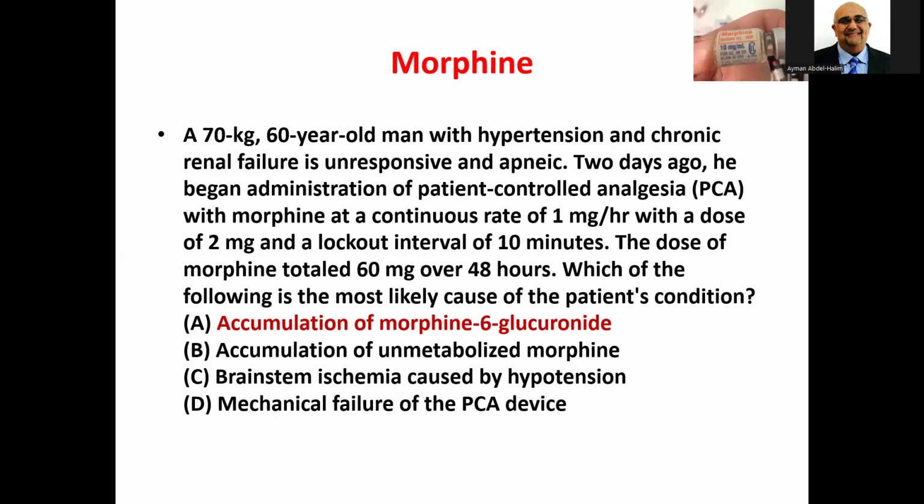So again, it's the accumulation of M6G, because it's the analgesic and the sedative metabolite, more potent than the original morphine itself.